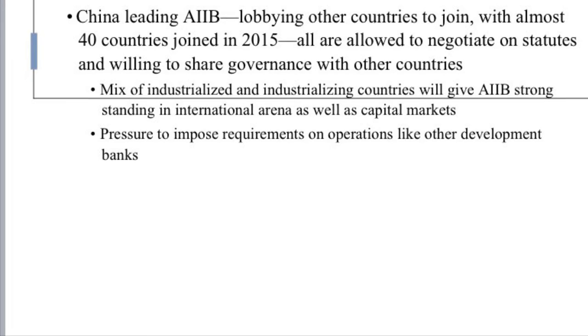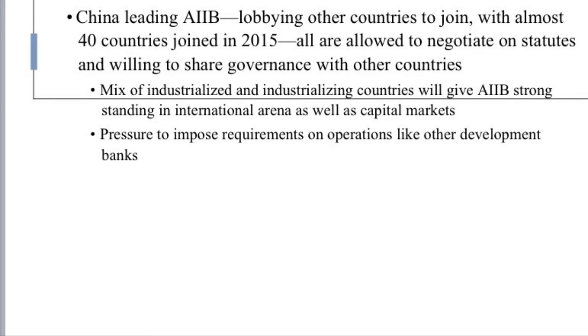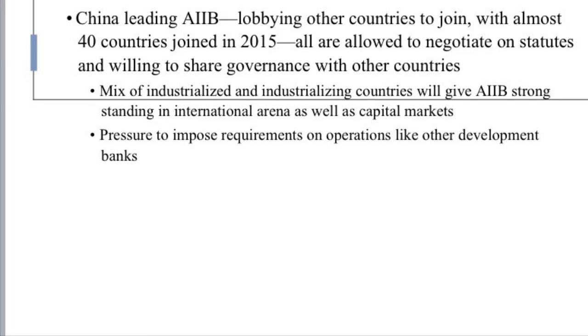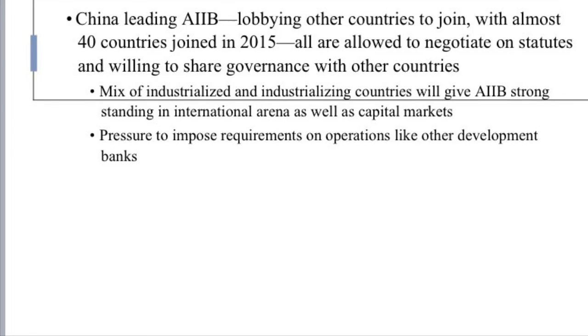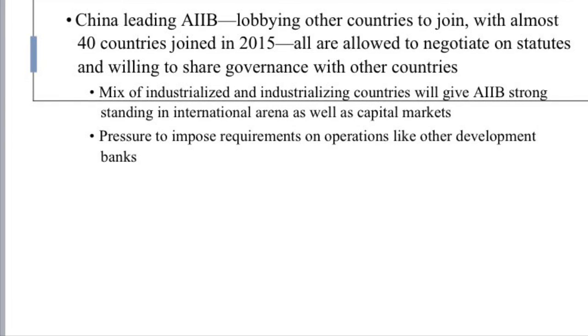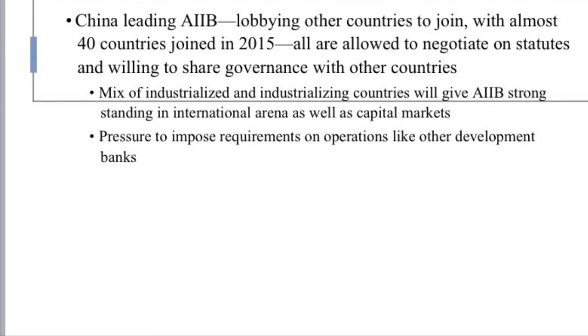Another advantage is that the Asian Infrastructure Bank has a mixture of industrialized and industrializing countries, so they have the ability to benefit, but also without really becoming overly burdened by poor economies. And this also gives them capital market standing and strong standing as their own potential trading bloc. And this is overall seen as making this a more desirable international financial institution.